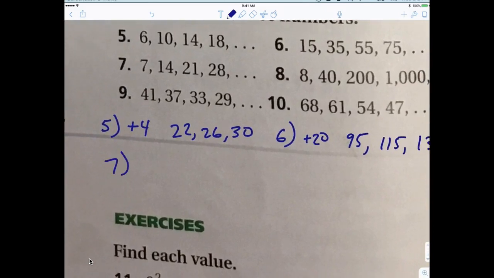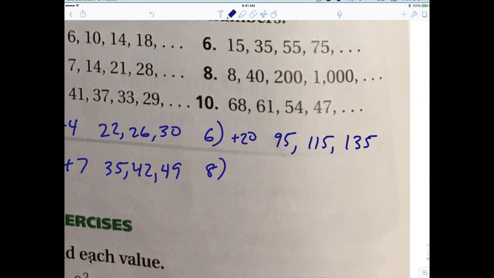All right, 7. Who figured out the pattern for 7? Yes. By 7. What's 7? What do you mean by 7? Add 7. Very good. All right. 35. 42. 42. You're awesome. That's good. All right, what about number 8?